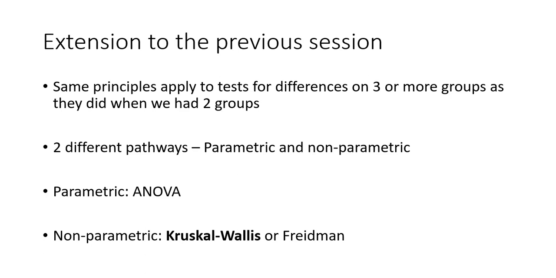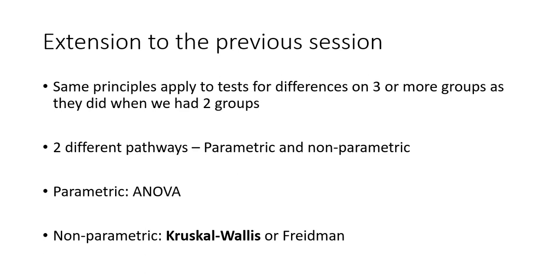So this is basically an extension to the previous session. It's important to know that the same principles apply to tests for differences on three or more groups as they did when we had two groups. As always, there are two different pathways that we can take with our data when we come to analysing it. We can analyse it using a parametric statistics test or a non-parametric statistics test. In this case, the parametric statistics test is called an ANOVA, that's an analysis of variance. And the non-parametric statistics test is either going to be called a Kruskal-Wallis or a Friedman.